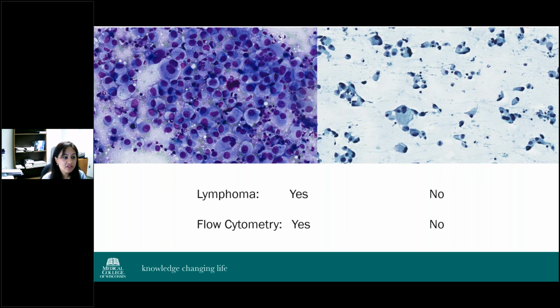This patient had a history of melanoma. So the question here was, is it a lymphoma? No. Do we need a sample for flow cytometry? No. So this just highlights that metastatic malignancies are usually more commonly seen in lymph nodes than primary lymphomas.